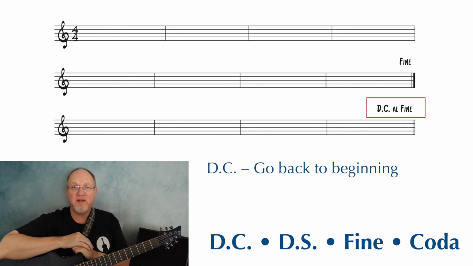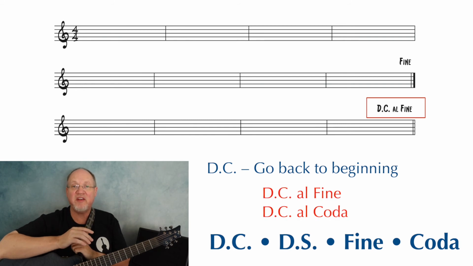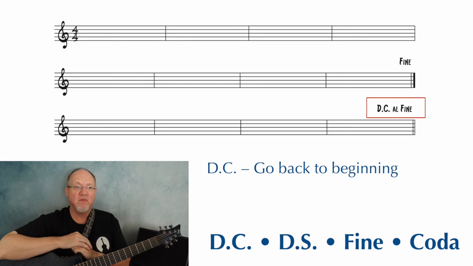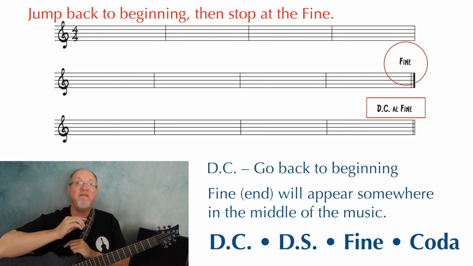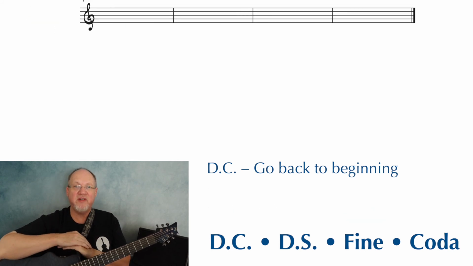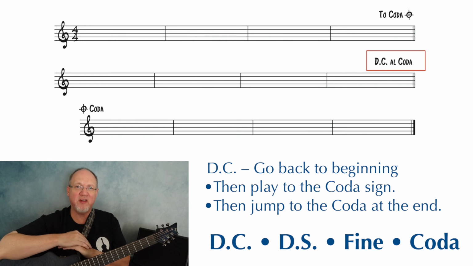When you reach a DC marking, it's either going to say DC al fine or DC al coda. The fine is going to be somewhere in the middle of the music, and that is how you pronounce that. That's an Italian word for the end. When the marking says DC al fine, you're going to jump back to the beginning and then end at the fine bar. The DC al coda marking involves a little bit more skipping around.